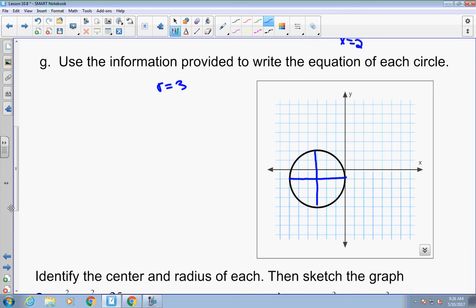3. And so I need this point right here for my center. From the origin, I have to go 1, 2, 3 to the left and 1 down. So what would the center be? Negative 3, negative 1. And then I can plug it into my equation because I've got the center and the radius. So what would that look like? x plus 3 quantity squared plus y plus 1 quantity squared equals 9. Good. This is fun, isn't it?